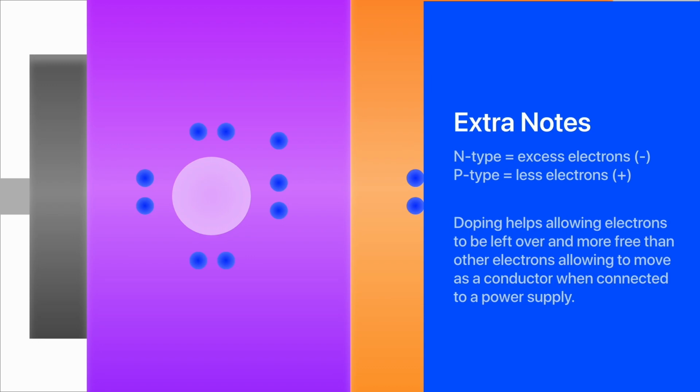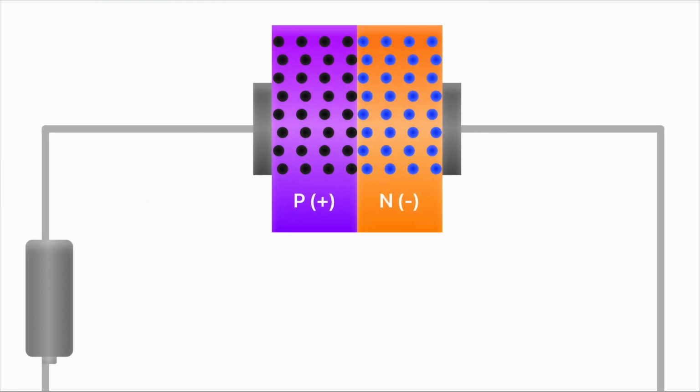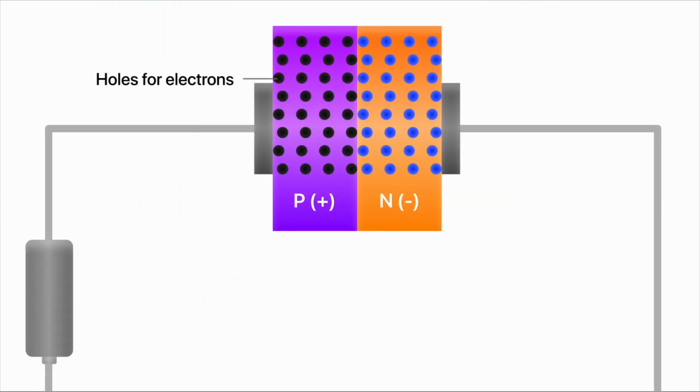As you can see, this is the P-type and this is the N-type. These are the holes for electrons, which are positively charged as there are fewer electrons, and the blue region has excess electrons, or is negatively charged. This is a p-n junction separating the positive and negative parts.